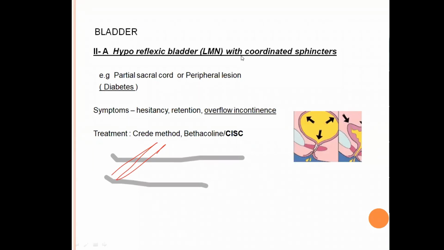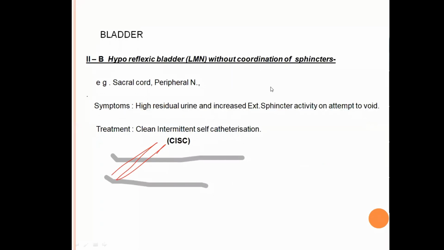Now, hyporeflexic bladder with coordinated sphincter, as I said, occurs in partial cord lesion or diabetic autonomic neuropathy; there is hesitancy and overflow incontinence. We can try to mechanically press the bladder by the Credé method, that is suprapubic pressure, or use cholinergic drugs like bethanechol. If both of them fail, go for CISC. Now, hyporeflexic without coordinated sphincter, there is no other choice except clean intermittent self-catheterization because there is a high residual urine.